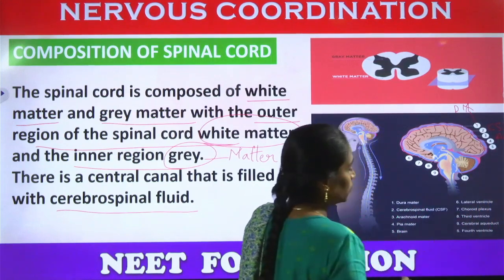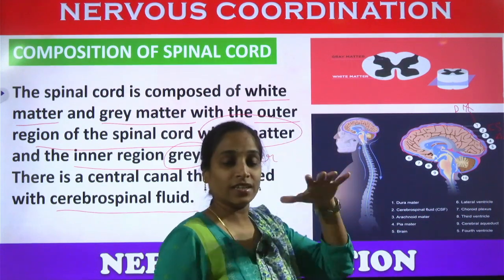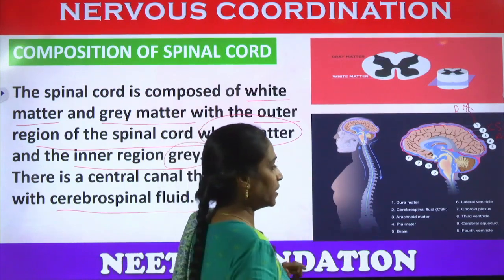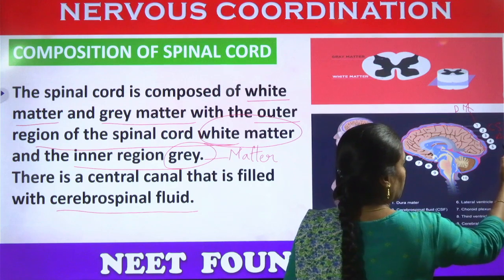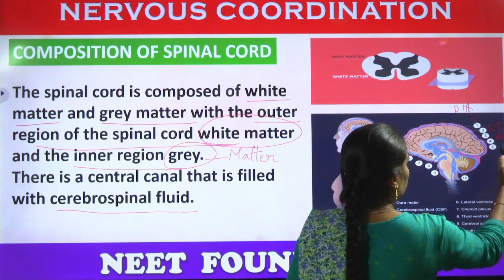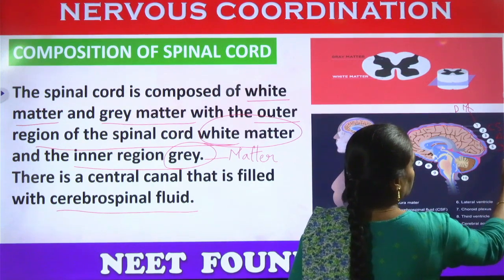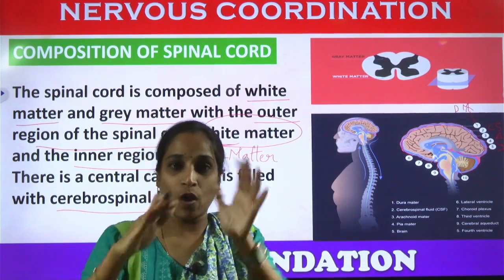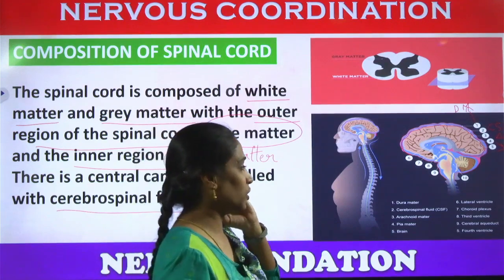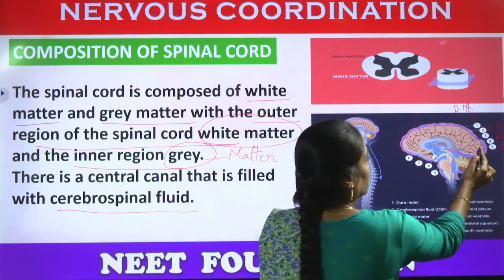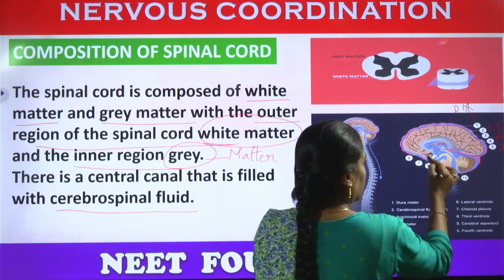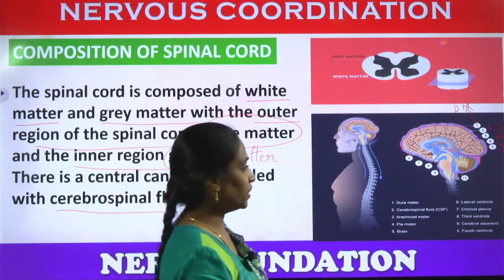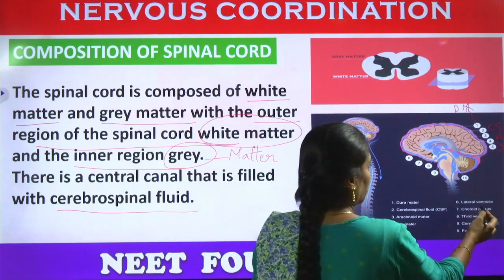Arachnoid mater. And what is the fourth one? Which is exactly attached to the surface of the brain. That is called the pia mater, the inner membrane which exactly touches the outside hemisphere of the brain. And what is the fifth one? This is the brain, the complete cream colored structure which is covered, called the brain. And next is the sixth part. Where is the sixth one?